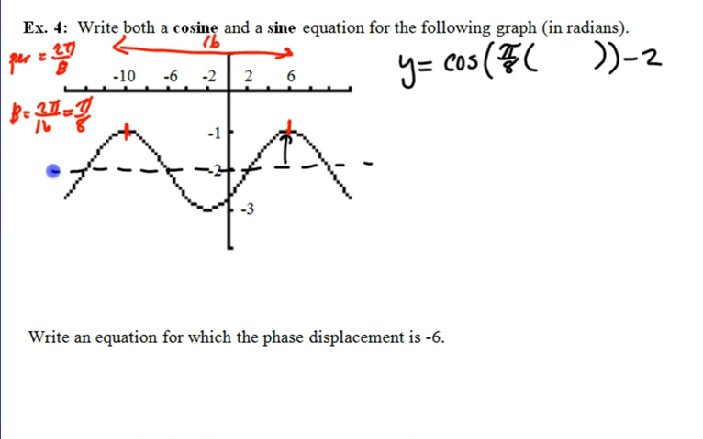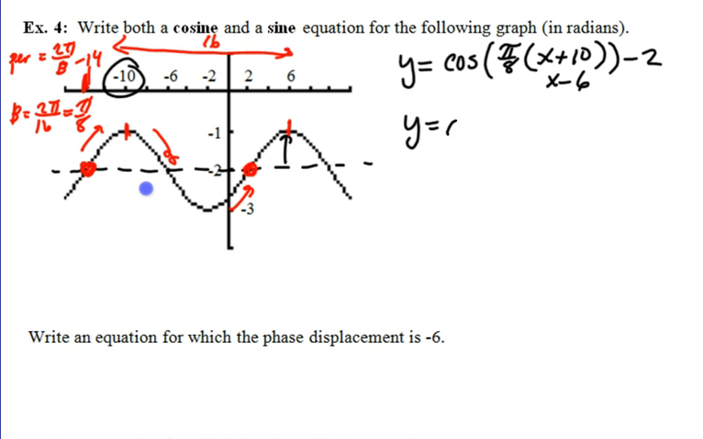Then I just need a starting point. I start at negative 10, so this could be x plus 10. Or I could say that I start at 6, so this would be x minus 6. The sine cycle would start here and end here, going up and then down and then back up again. So the only thing that would be different is where the starting point is. It looks like our critical points are all 4 away from each other, so this would be negative 14 here. So the only difference in the equation would be this is y equals cosine pi over 8 times x plus 14 minus 2.